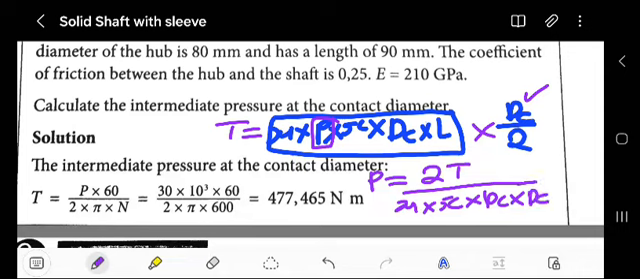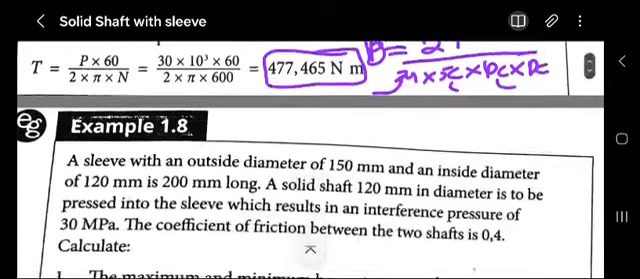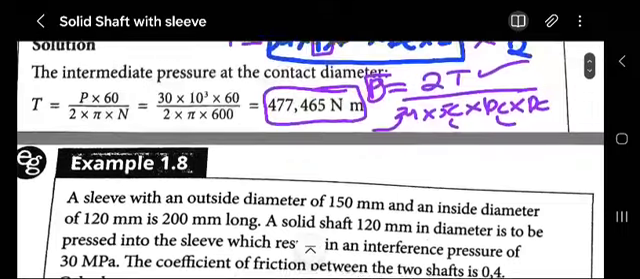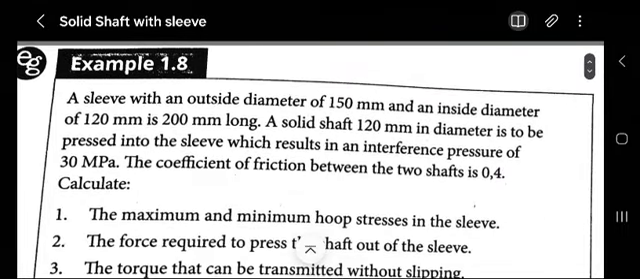So you simply substitute your torque that you've calculated for us. Then the coefficient of friction you are given here, pi, common diameter we have given. Then you'll find your pressure. So this one I will leave it for you guys. The one that I will do for you now, you see that is so simple, is this example 1.8, so that we explain.